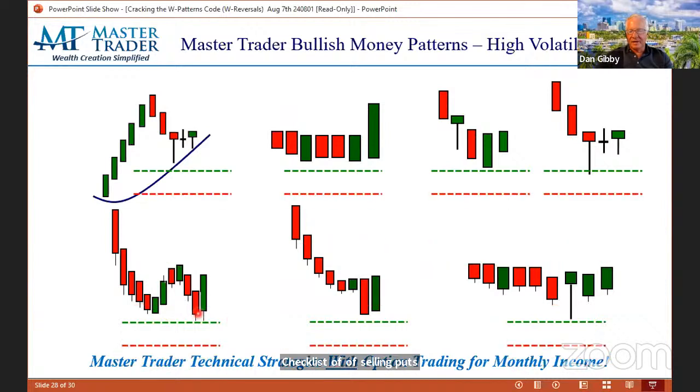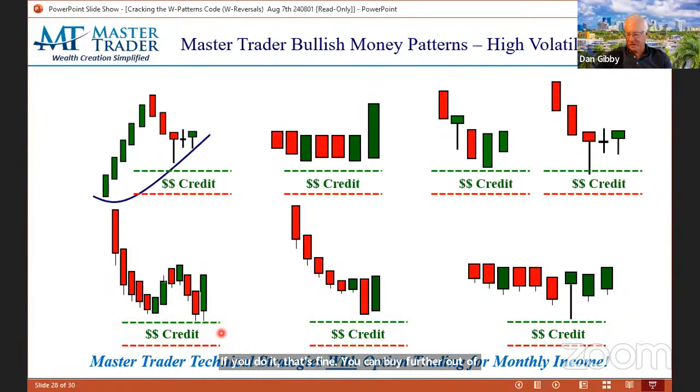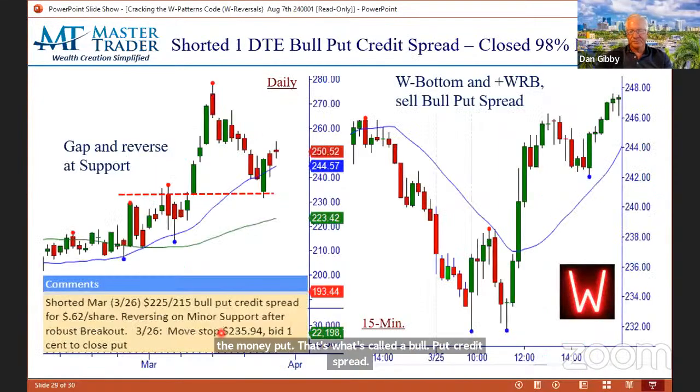If you do it naked, that's fine. You can buy a further out of the money put. That's what's called a bull put credit spread. We absolutely love these.